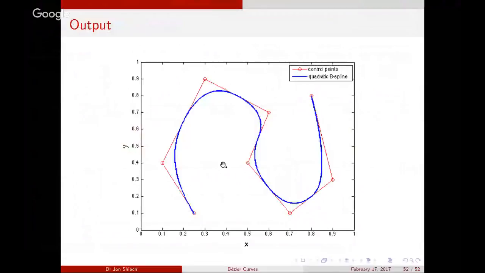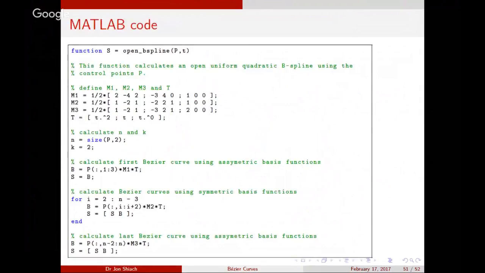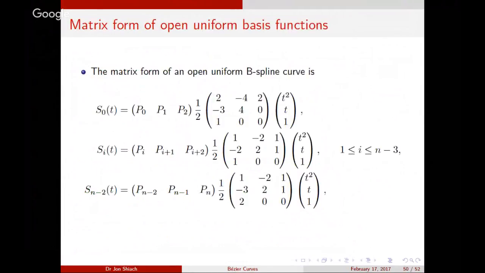I'm not going to lie, B-splines are difficult when you first encounter them. There's lots of annoying, very tedious algebra, but it just comes down to this. That symmetric one, the one in the middle. For the first 3 control points, you use that one. For the last 3 control points, you use that one down there.